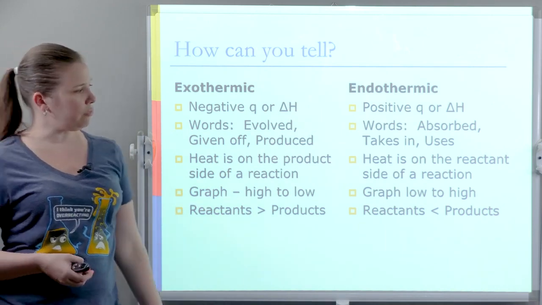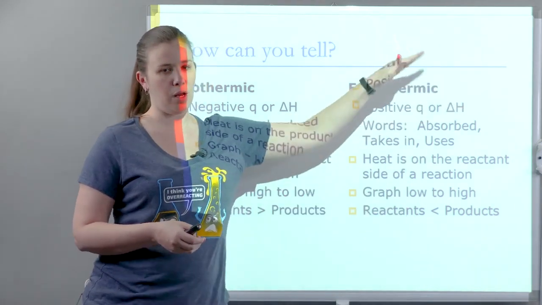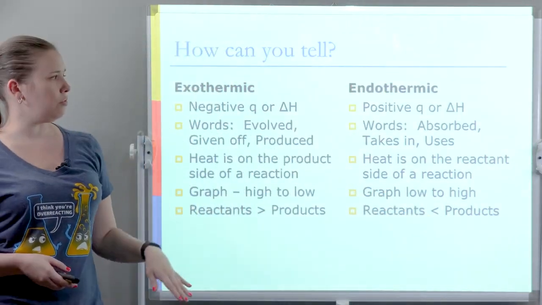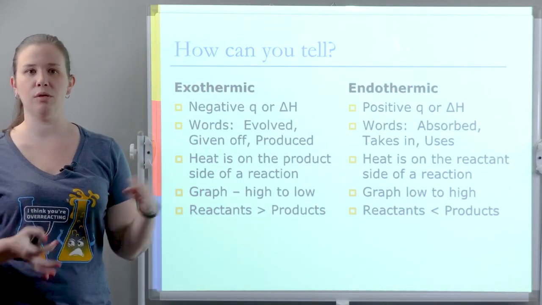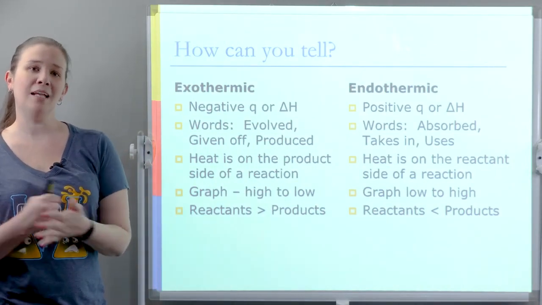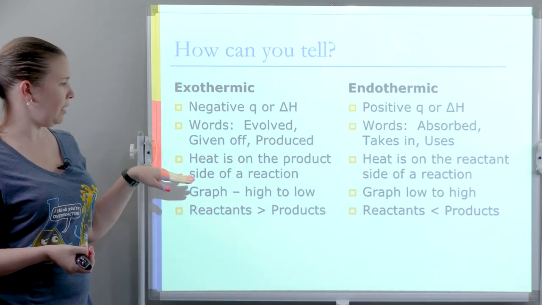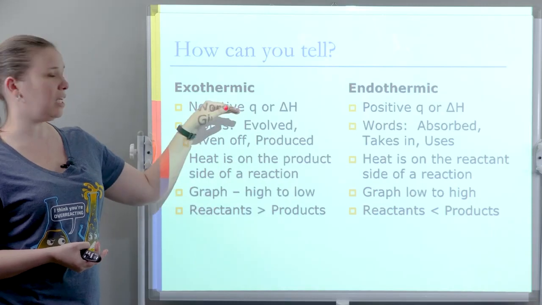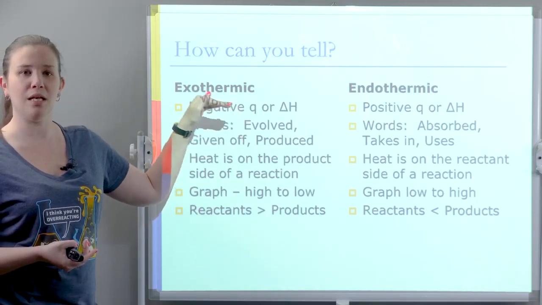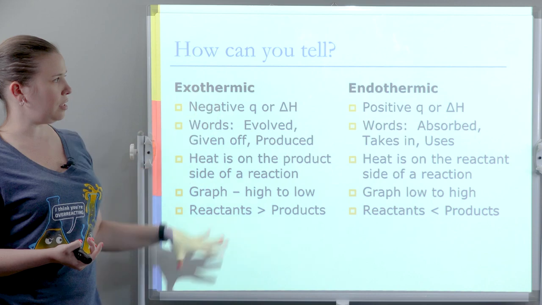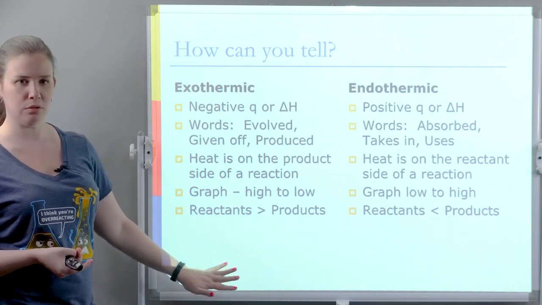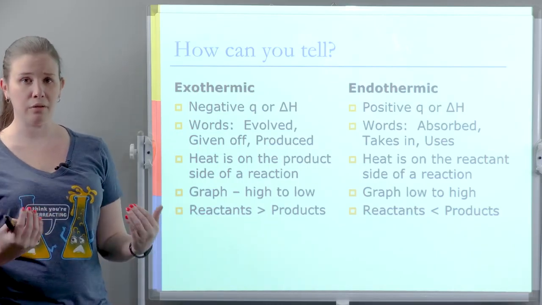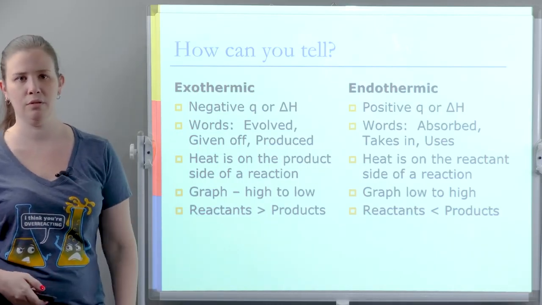The graph would start off low and end up higher, with the products having more energy, so the reactants would have less energy than the products. So we've got to be able to look for signs of whether it's exothermic or endothermic and make connections. For example, if I can tell because the heat is on the product side that it's exothermic, then when I use the delta H, I want to make sure that I'm using a negative delta H. So this is a good chart to have readily available so that we can make those connections as we start working problems. It matters whether it's exothermic or endothermic.